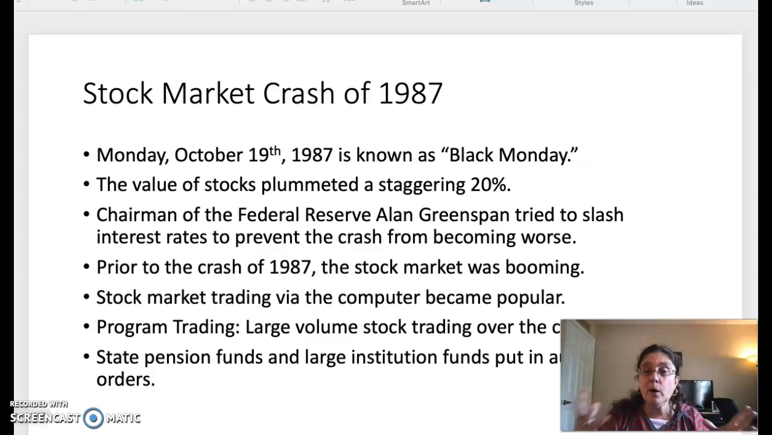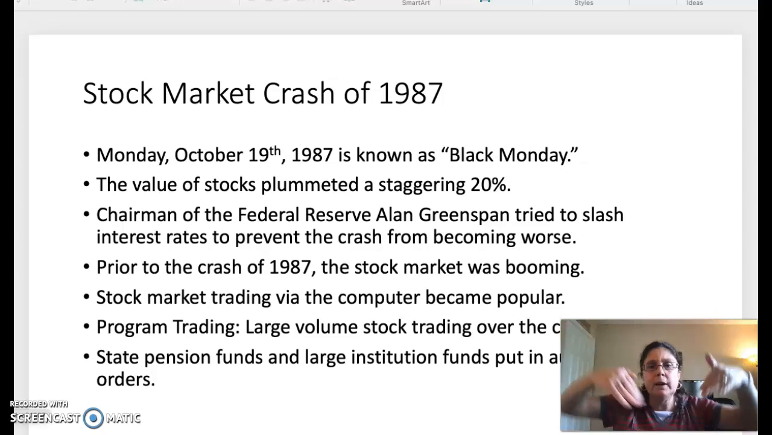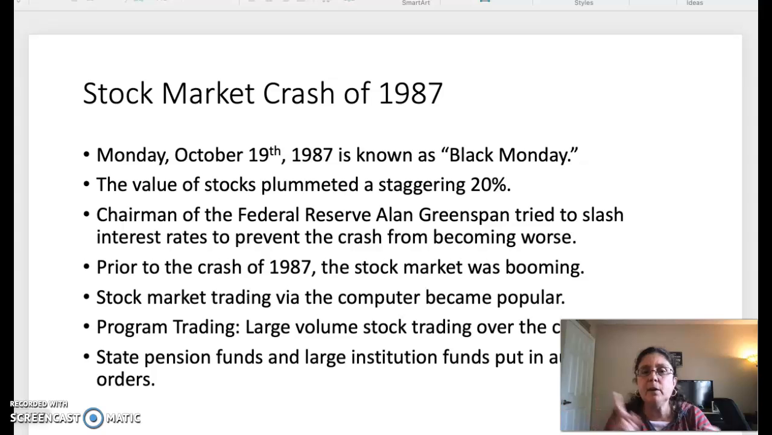Okay, so the fourth and last topic, the primary document is a YouTube video. And the YouTube video is news footage of the stock market crash of 1987, which was known as Black Monday, or October 19, 1987. The values of stocks plummeted an incredible 20%. Chairman of the Federal Reserve, Alan Greenspan, tried to slash interest rates to prevent the crash from becoming worse.